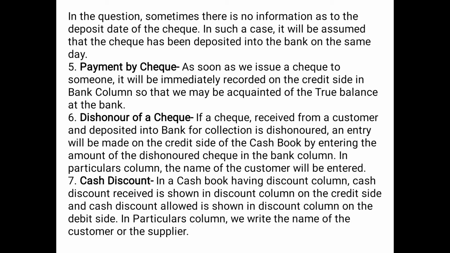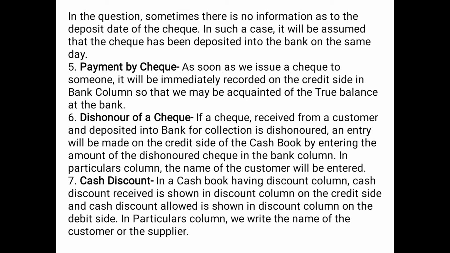So as you can read here, if a check received from a customer and deposited into the bank for collection is dishonored, an entry will be made on the credit side of the cash book by entering the amount of the dishonored check in the bank column. In the particulars column, the name of the customer will be entered.